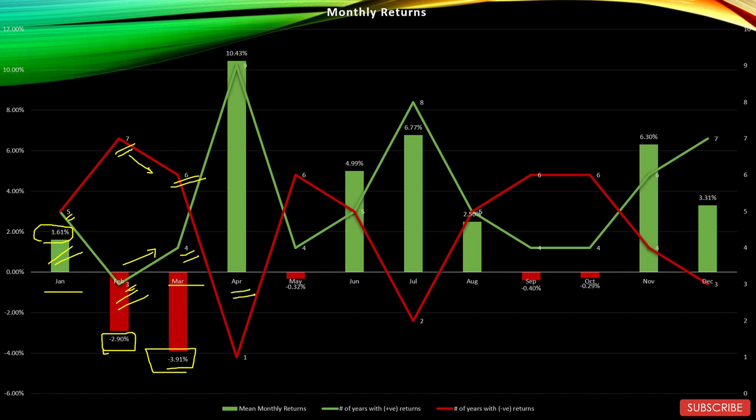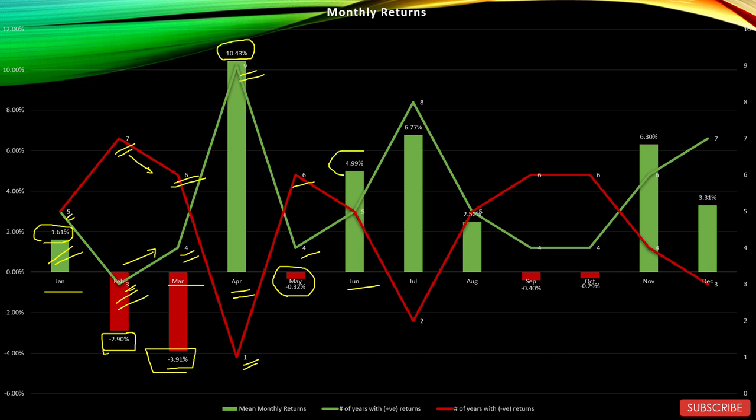April, though, seems to be a very good month for the sector. It might have something to do with the start of a new financial year, probably. The average returns are very good at 10.43% with 9 positive returns and only one negative return in the last 10 years in the month of April. May, a flat month for this sector with 6 negative years and 4 positive years.